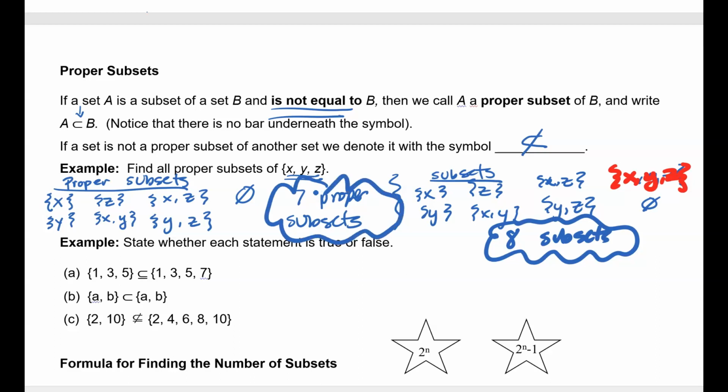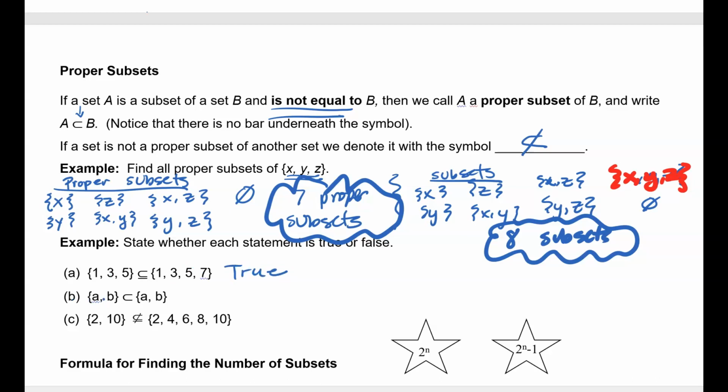Okay, so let's do a couple of examples below. And this would be a great place to pause the video and try it yourself. So state whether each statement is true or false. So the set 1, 3, 5 is a subset of 1, 3, 5, 7. The definition of subset means all of these items are inside of this set, and that's true.